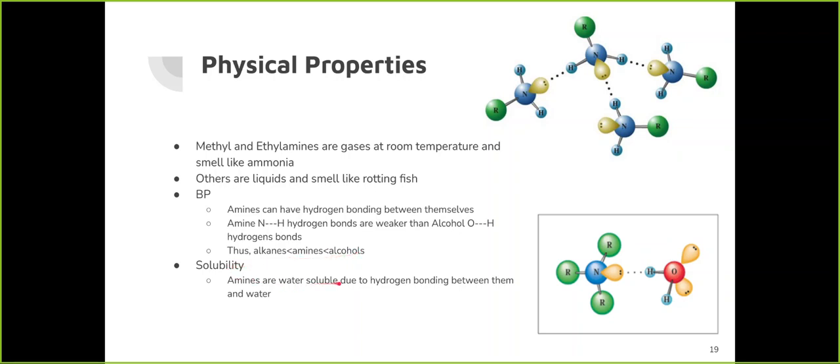Solubility: amines are water soluble due to hydrogen bonding between them and water. So you've got a water molecule over here, and again, this is going to have a partial positive. This has a partial negative, and so this will make amines water soluble. These are polar. Any questions there?